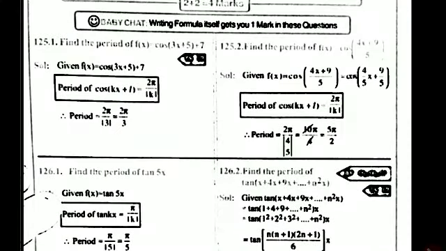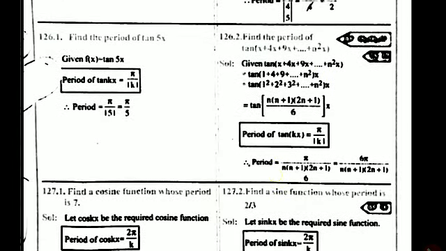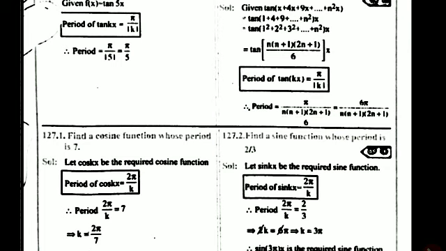Now coming to the transformations, trigonometry applications. The first one, find the period of the function. Very, very important sums. Finding the period is the most important concept. Find the period. These are the period problems. Find the cosine function whose period is equal to 7. Find the sine function whose period is equal to 2 by 3.